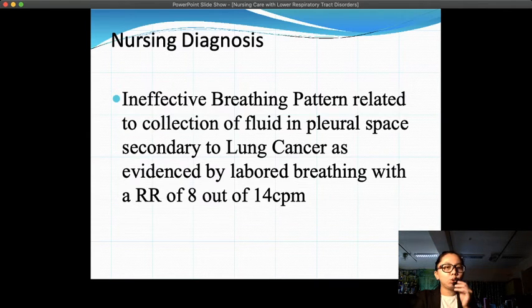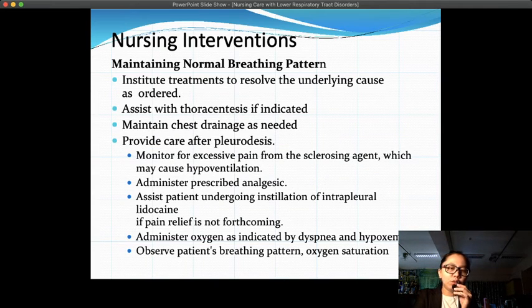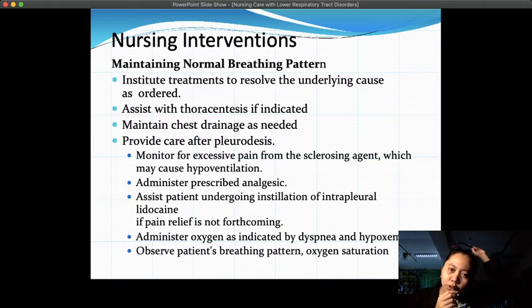Okay? So, nursing diagnosis: ineffective breathing pattern related to collection of fluid in pleural space, secondary to lung cancer as evidenced by labored breathing with a respiratory rate of 8 out of 14 cycles per minute. Okay? So, nursing interventions, maintaining normal breathing pattern. So, institute treatments to resolve the underlying cause, all right, as ordered, and assist with thoracentesis if indicated.